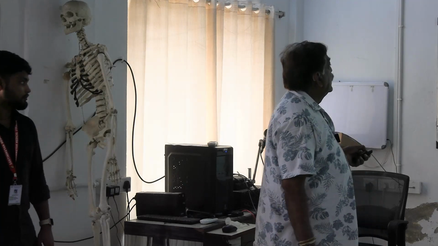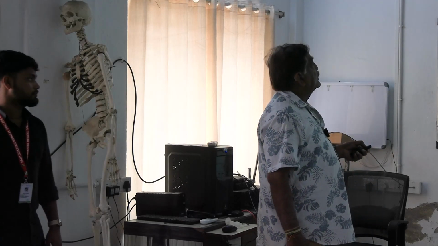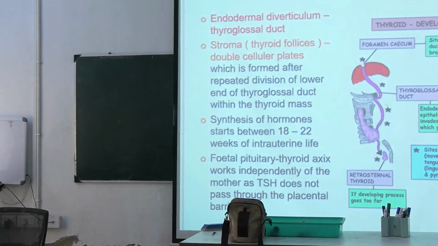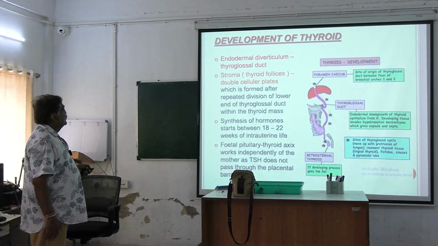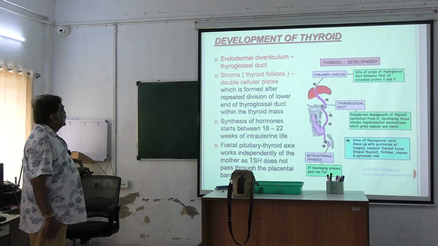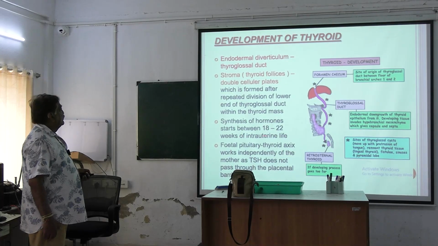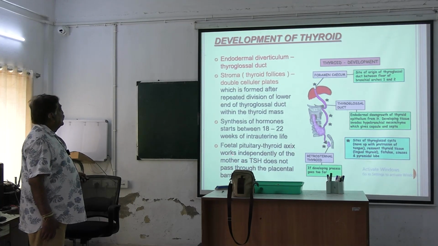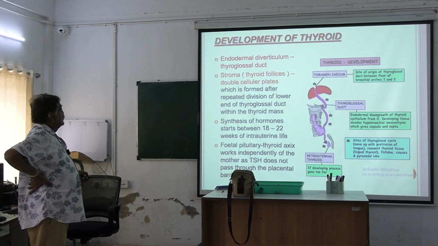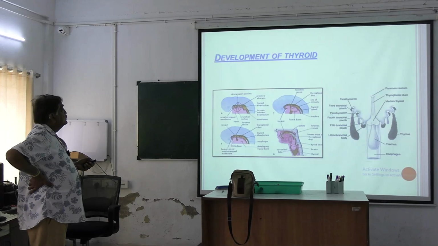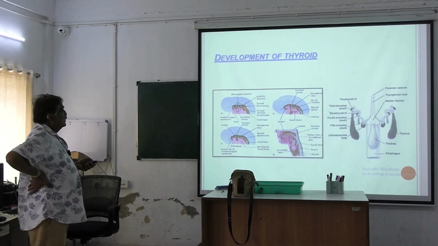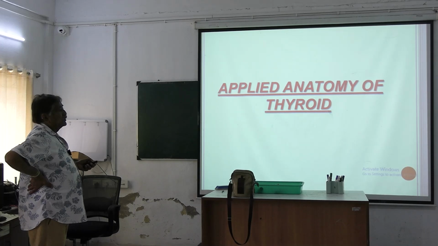Now see, the endodermal diverticulum, the thyroglossal duct, stroma, thyroid follicles, double cellular plates which formed after repeated division of lower thyroglossal duct within the thyroid mass. Synthesis of hormones starts between 18 to 20 weeks of intrauterine life. Fetal pituitary thyroid axis works independently of the mother as TSH does not pass through the placental barrier. Now, this development will be applied to the thyroid.